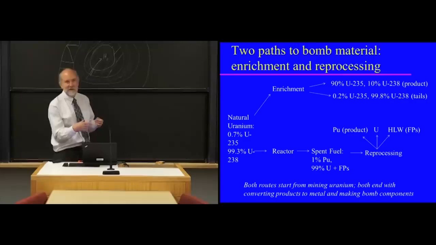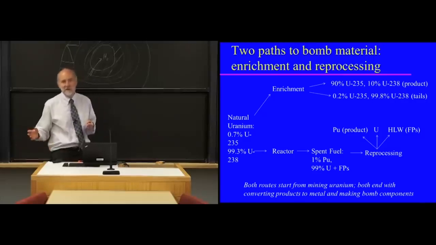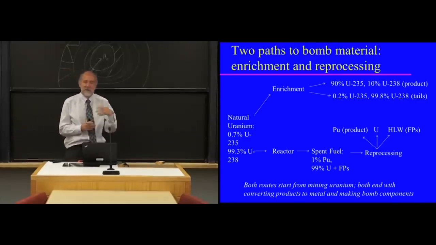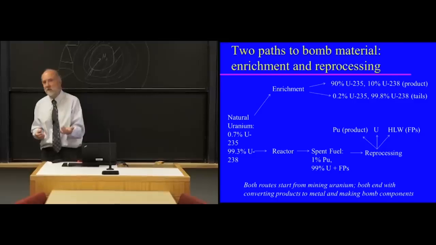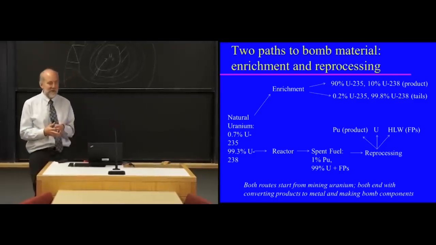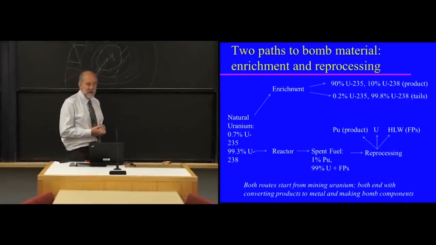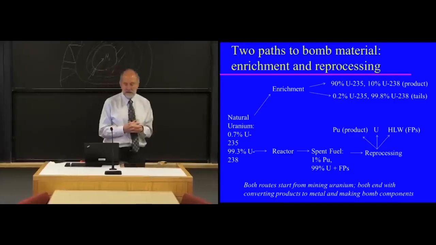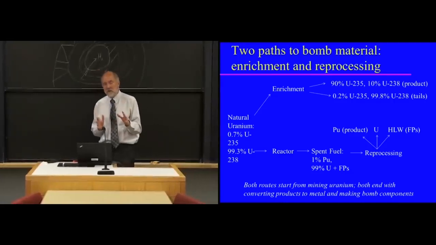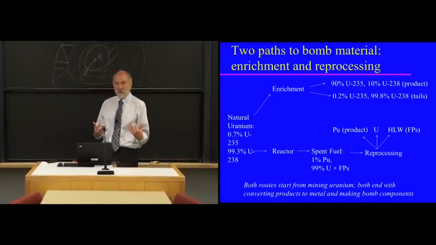It takes a lot of energy to get all of the U-235 out. So the tails usually have a fair amount. Might be 0.2%, might be 0.3%, might be 0.4%, somewhere in that range. And the rest, uranium-238. Okay? On the plutonium route, you have the reactor.